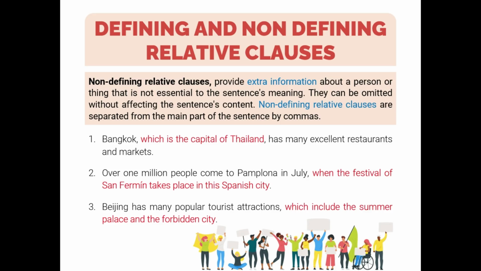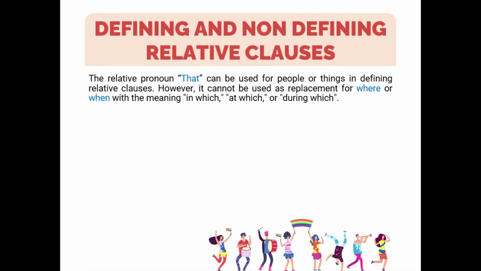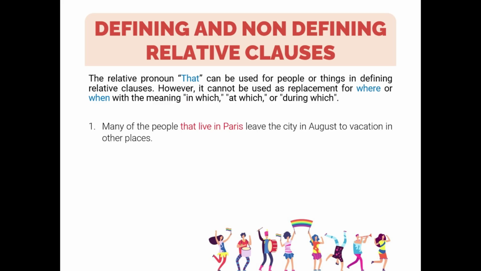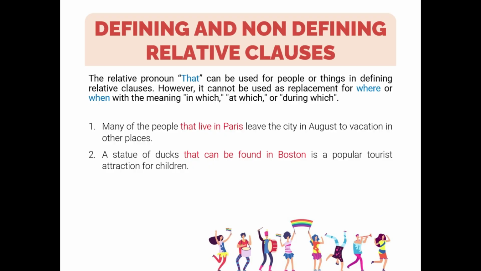Now, the relative pronoun that can be used for people or things in defining relative clauses. However, it cannot be used as a replacement for where or when with the meaning in which, at which, or during which. For example, number one. Many of the people that live in Paris leave the city in August to vacation in other places. Number two, a statue of dogs that can be found in Boston is a popular touristic attraction for children.